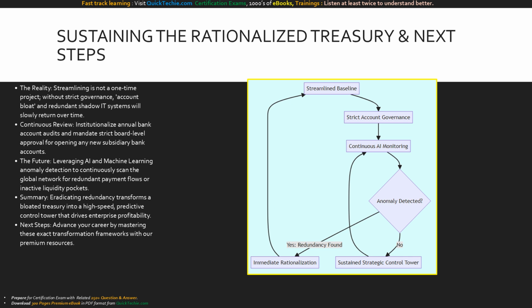new local bank account. Looking to the future, world-class treasuries are now leveraging AI and machine learning to continuously scan their global networks, automatically detecting redundant payment flows or new pockets of trapped liquidity before they become a problem. In summary, eradicating redundancy is how you transform a bloated, manual back office into a high-speed, predictive control tower that drives massive enterprise profitability. I hope this training has empowered you to rethink your organization's architecture.